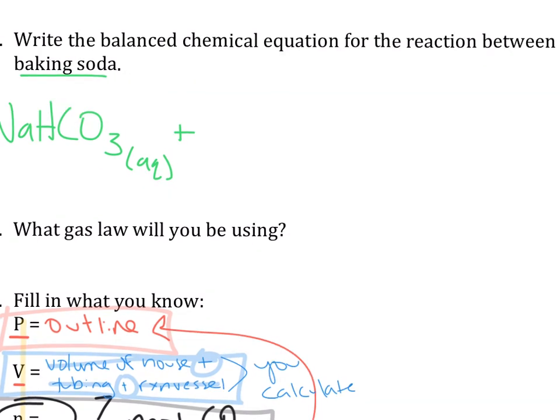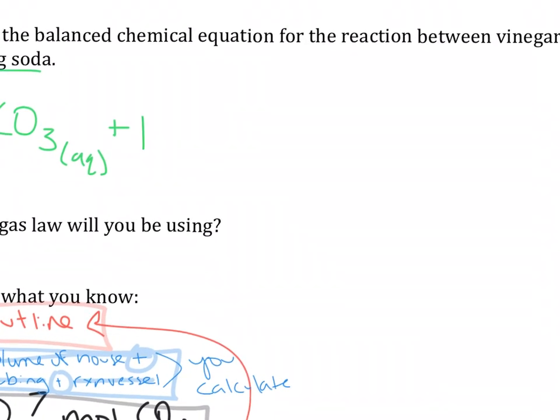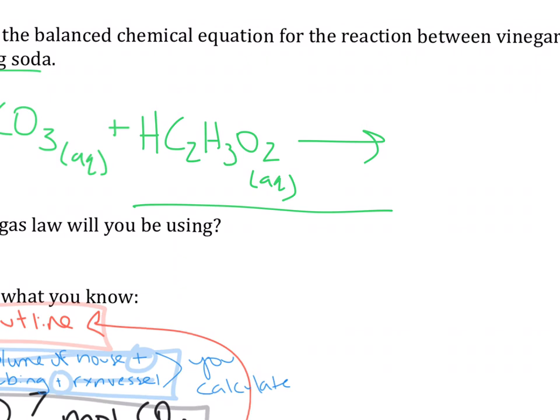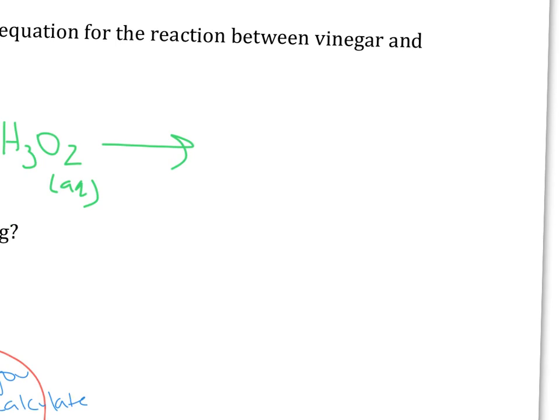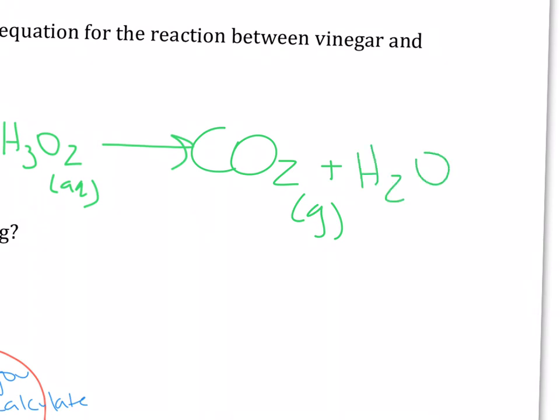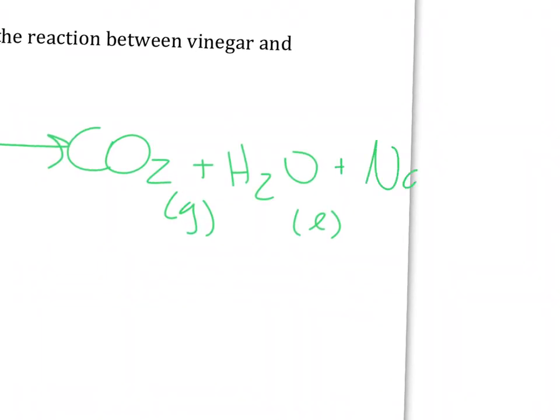The vinegar is actually acetic acid, which is HC2H3O2, and that is aqueous. So that's acetate, the polyatomic ion with hydrogen. You know it's an acid because it's got the H in front. And when these mix, you get carbon dioxide, which is what we actually care about, okay? You also make water. It's technically an acid-base reaction, so there's your water. And then you get another side product of sodium acetate.